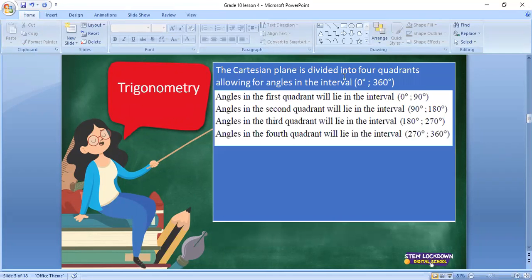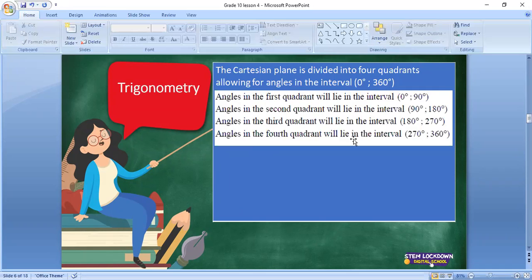So we're saying the Cartesian plane is divided into 4 quadrants, allowing for the angles in the interval 0 to 360. Angles in the first quadrant will lie in the interval 0 to 90. The second quadrant will lie between 90 and 180 degrees. The third quadrant is between 180 and 270 degrees. And the fourth quadrant, angles will lie between 270 and 360. So those are the 4 quadrants we have.